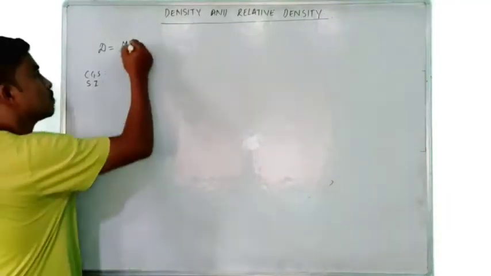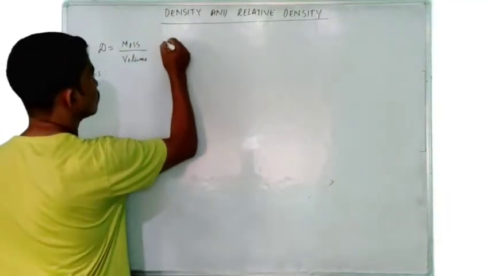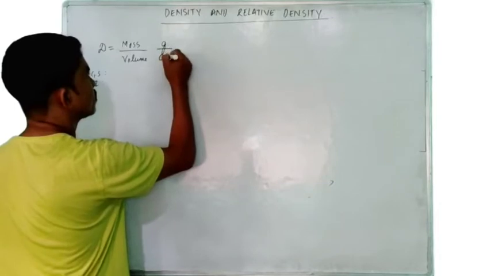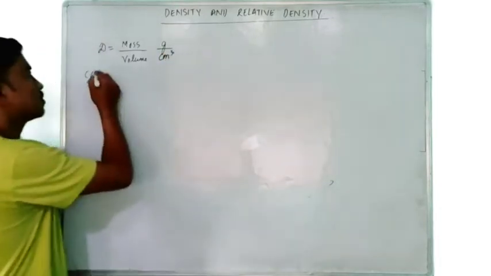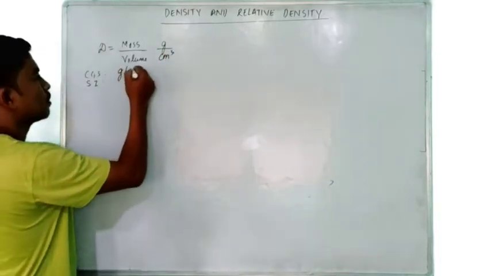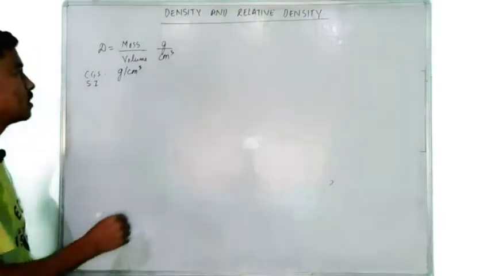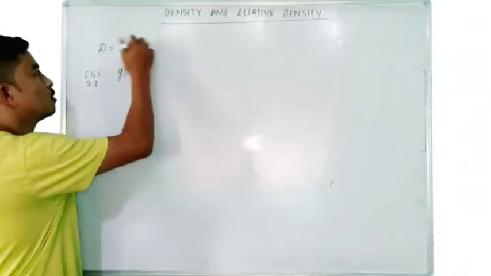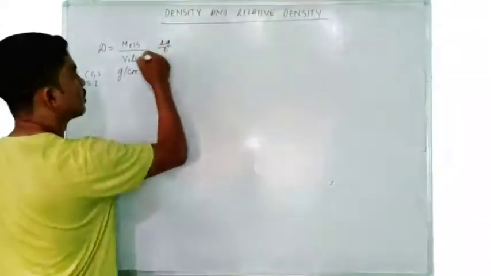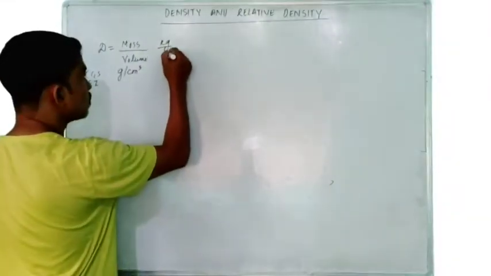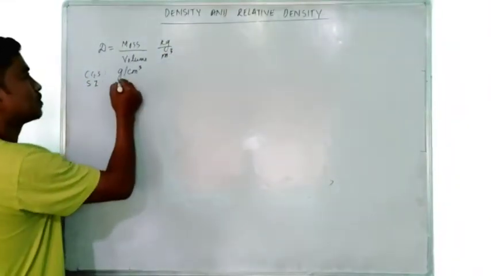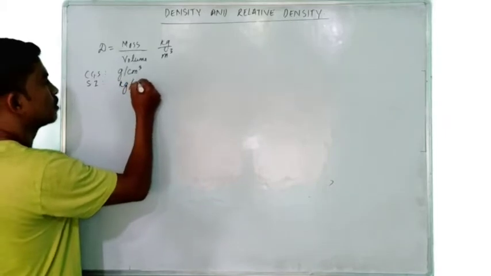So in CGS system, mass is measured in terms of gram and the volume is measured in terms of centimeter cube. So therefore the CGS unit of density is gram per centimeter cube. And in the larger unit, we measure mass in terms of kilogram and volume in terms of meter cube. So therefore the SI unit of density is kg per meter cube.